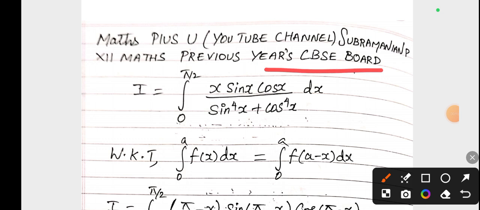We are doing integrals now. Already vector algebra 128 sums we have completed.